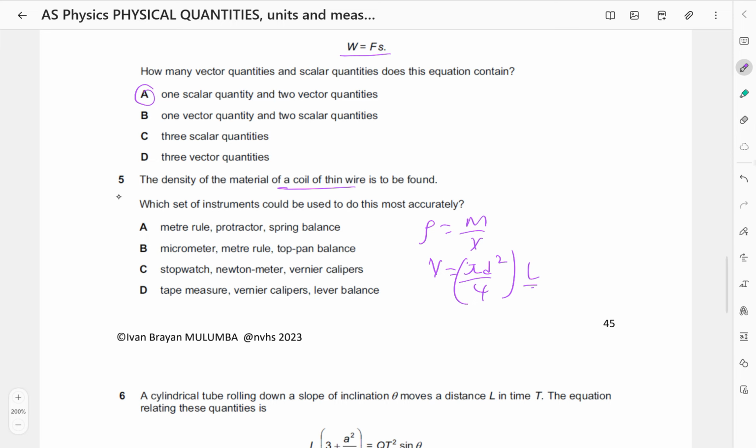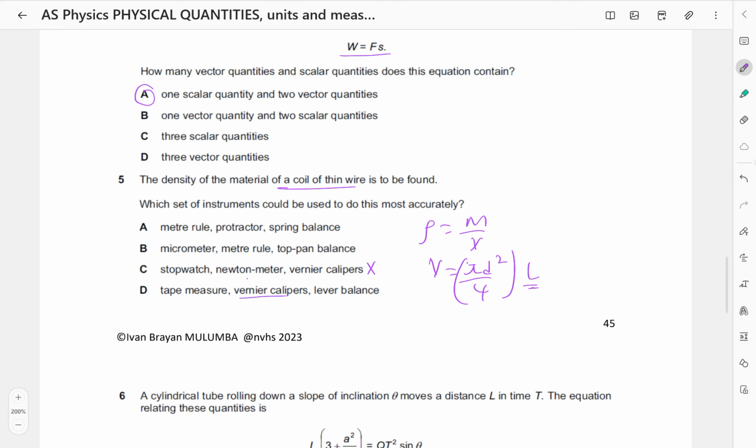Okay. So it means I have eliminated this because there is no instrument to measure the length of the wire. So I've eliminated this one: stopwatch, Newton meter. We don't need a stopwatch anyway. There is nothing to measure L. Here: tape measure, vernier calipers, lever balance.